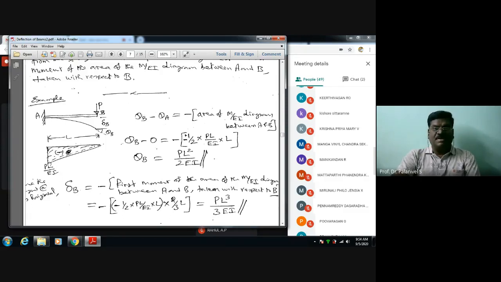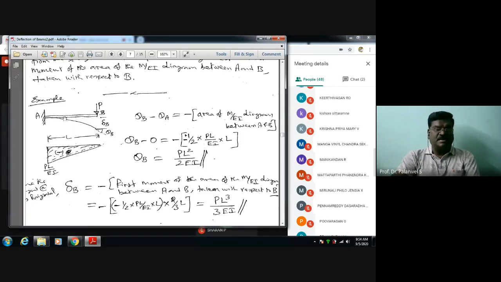That's why it is called the M by EI diagram I have drawn. Now, to determine the deflection at the free end node, I am applying the first moment of area theorem. Just take a point B on the deflection curve. Draw a tangent. Take that point A.